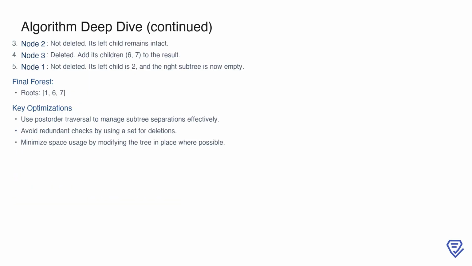Finally, after processing all nodes, the resulting forest consists of trees with roots 1, 6, 7. Node 1 is the root of a tree with its left subtree intact, while nodes 6 and 7 become standalone trees as a result of node 3's deletion.